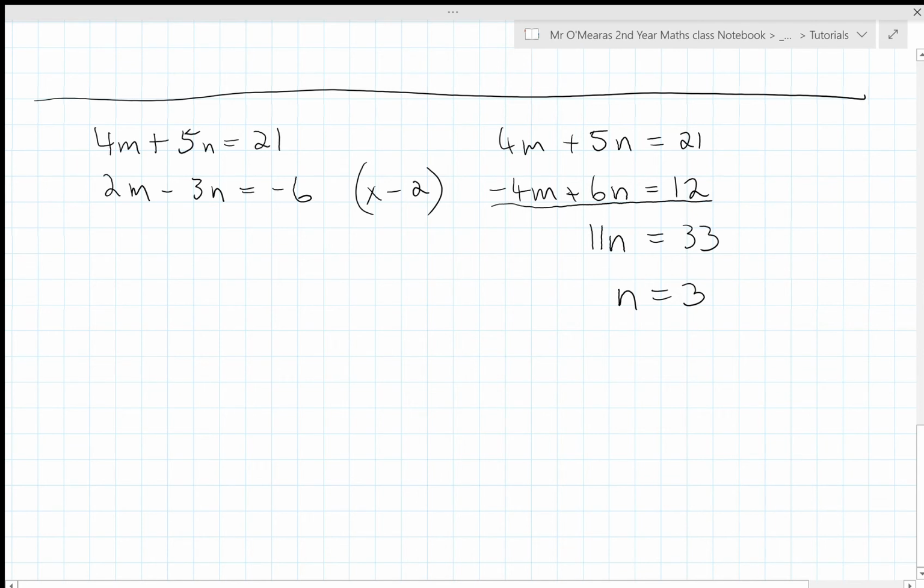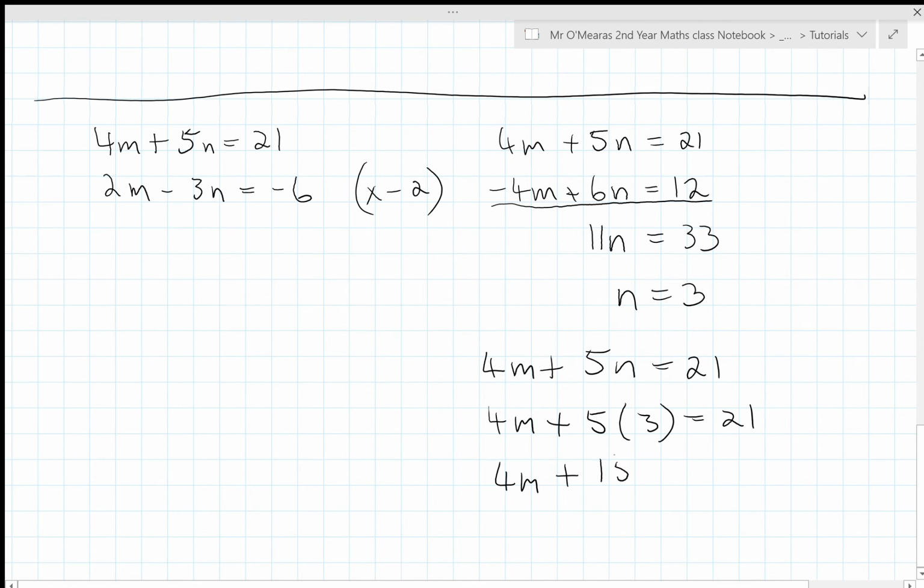As before, we have n equals 3. We want to find out what the other variable is because we've only got half our answer. Again, it doesn't matter which line we take. 4m plus 5n equals 21. We're taking n equals 3 and putting it in that line. So we have 4m plus 15 equals 21.